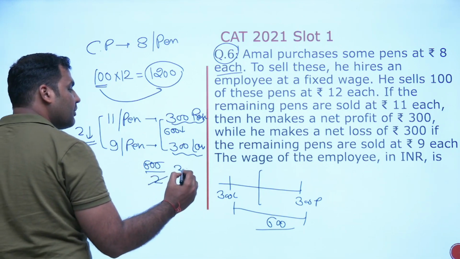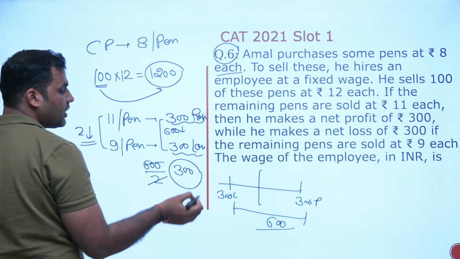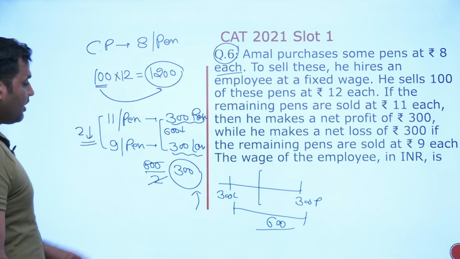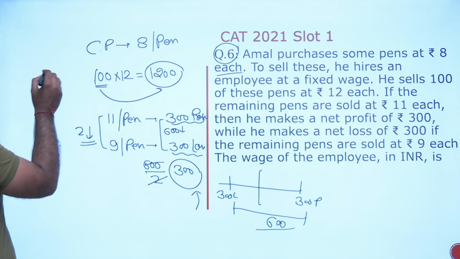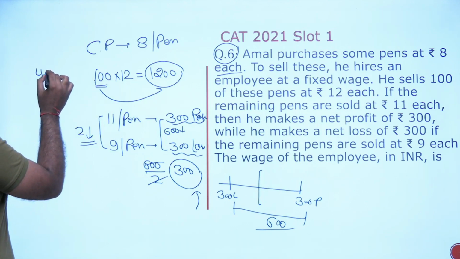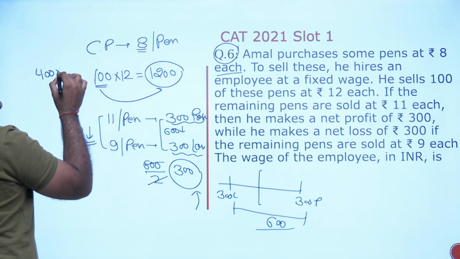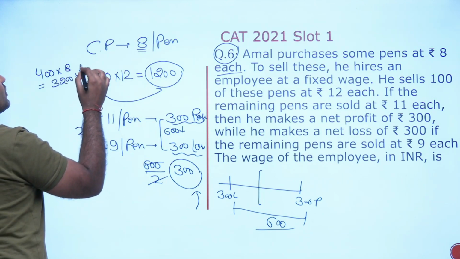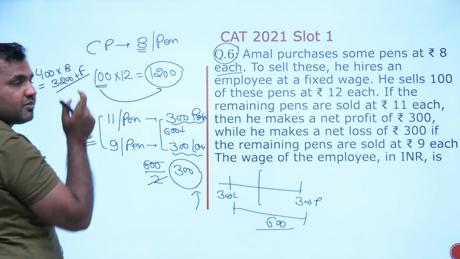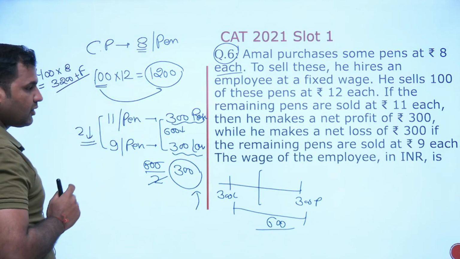That means the remaining pens will be 300. Now the remaining pens are 300 and 100 he has already sold. That means the total number of pens this person has is 400. Now every pen is being purchased at 8 rupees. So the total investment is 3200 plus fixed wages: 3200 for purchasing the pens plus fixed wages for the employee.